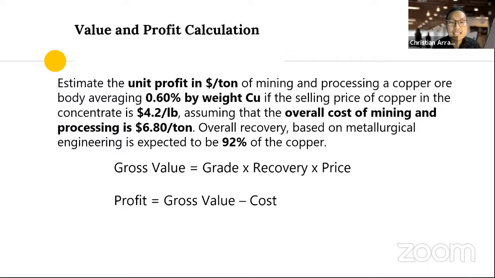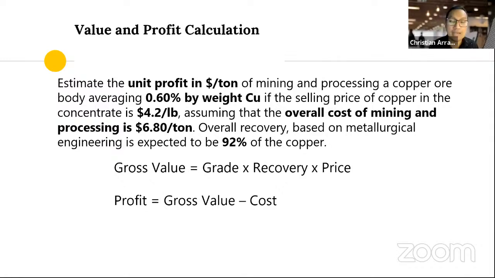Okay, so let's estimate the unit profit in dollars per ton of mining and processing a copper ore body averaging 0.60% by weight copper, if the selling price of copper in the concentrate is $4.2 for every pound, assuming that the overall cost of mining and processing is $6.8 per every ton. Overall recovery is based on the metallurgical engineering to be expected at 92% of the copper.